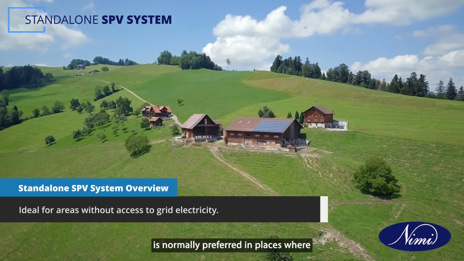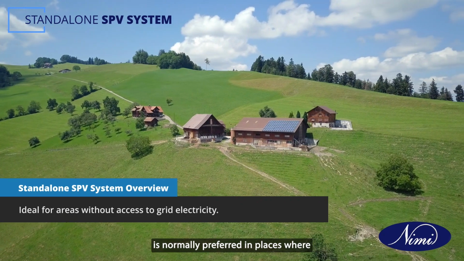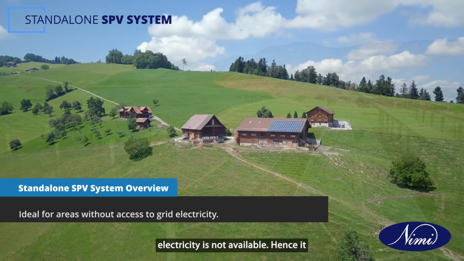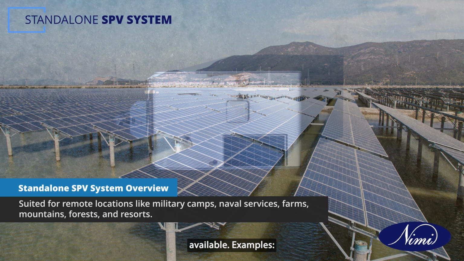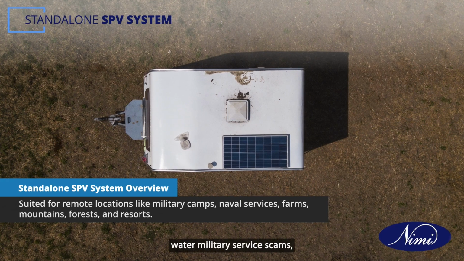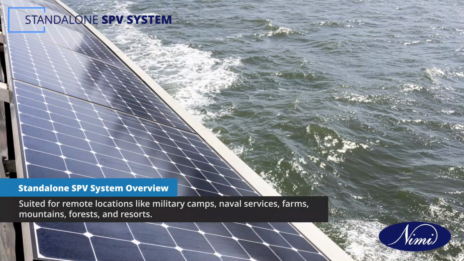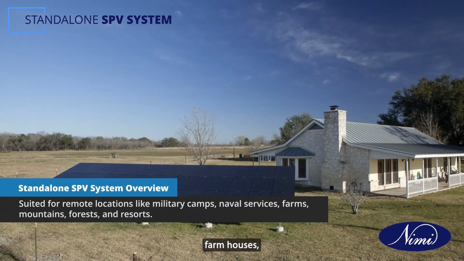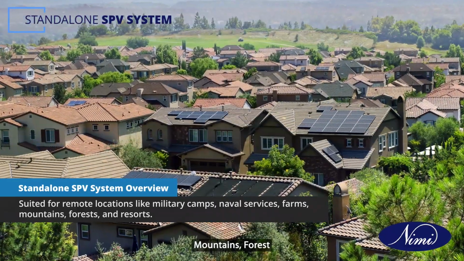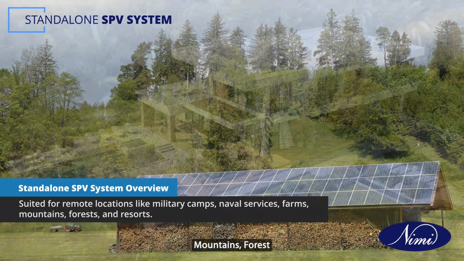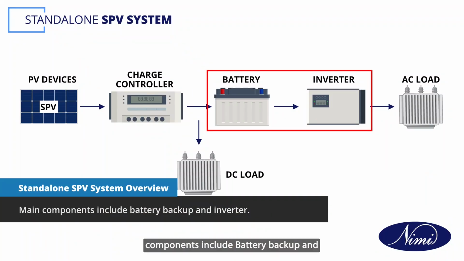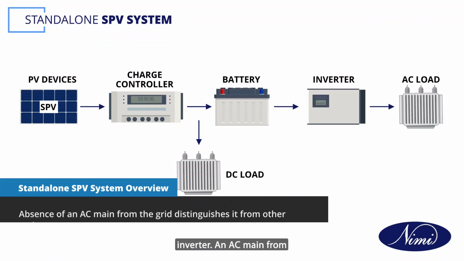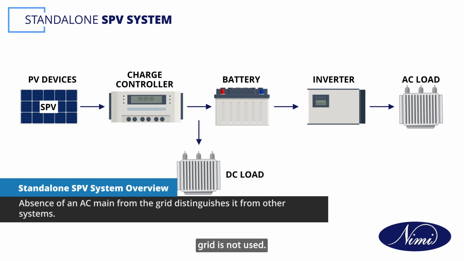Standalone SPV system is normally preferred in places where electricity is not available. Hence, it is suitable for remote areas, land or water bodies where grid supply is not available. Examples: border military service camps, naval services, farmhouses, mountains, forests, resorts, etc. The main components include battery backup and inverter. An AC main from grid is not used.